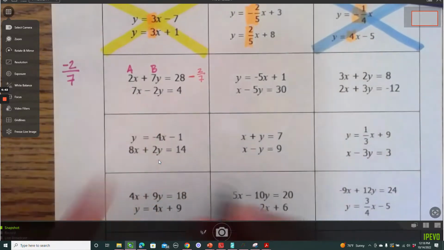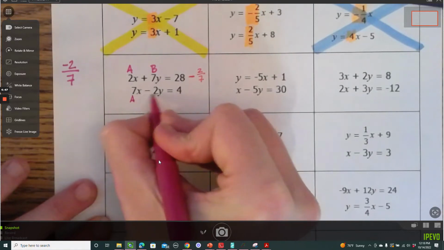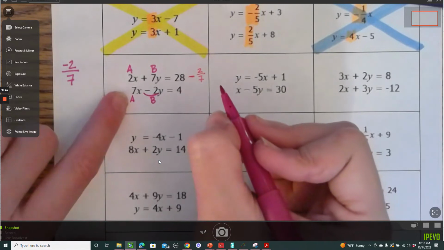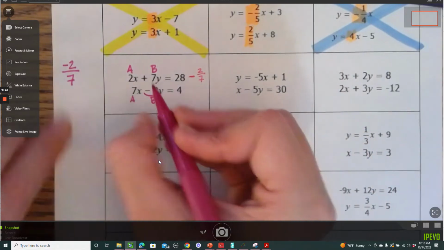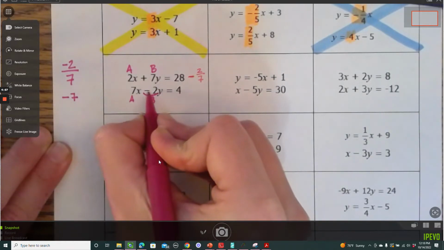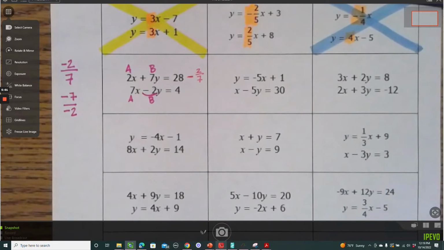All right, this one. The 7 is my A. The negative 2, that whole piece, is my B. So negative A, so the 7 becomes negative 7, over B, which is negative 2, and then I simplify it.